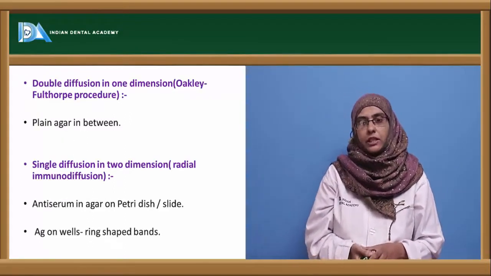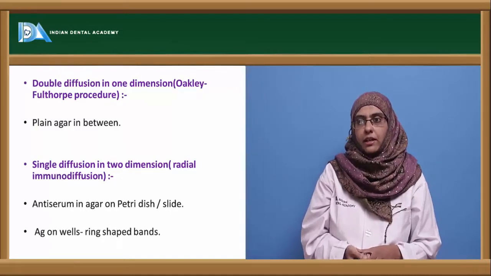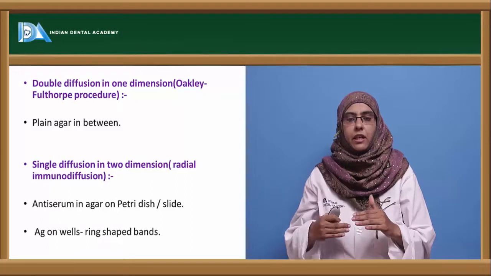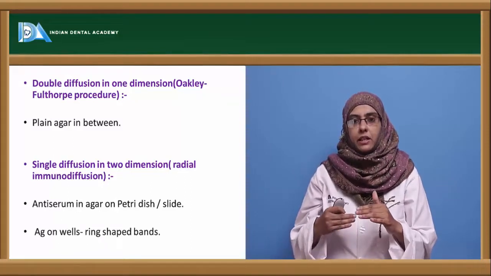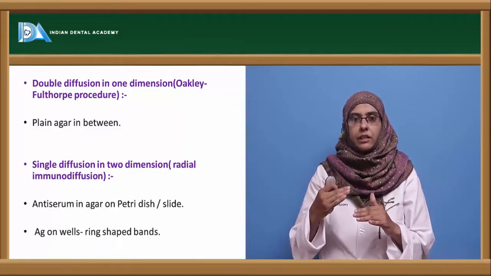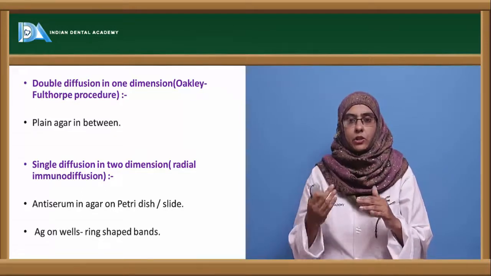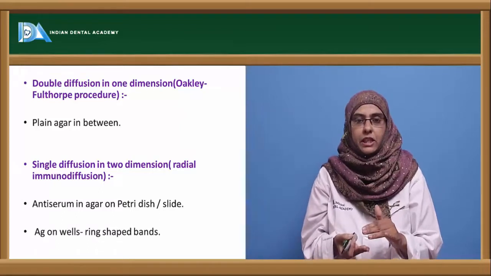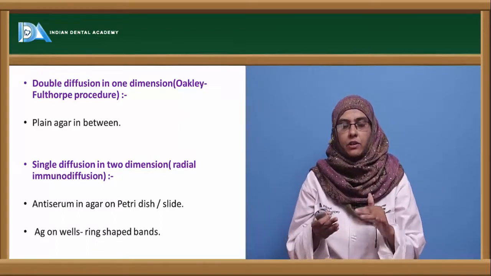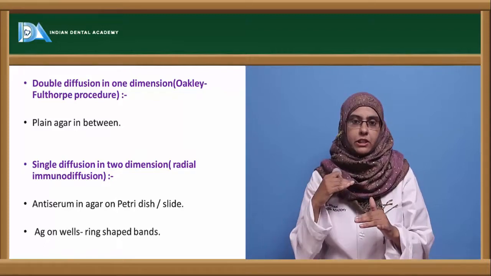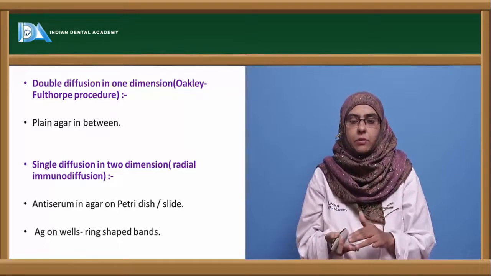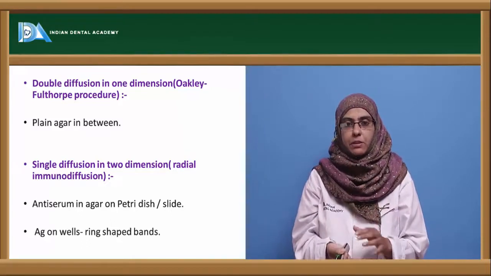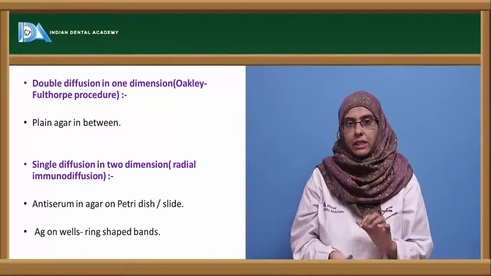Next is double diffusion in one dimension, also called the Oakley-Fulthorpe procedure, and here there is a plain agar between the agar that has been included with the antibody and the agar having the antigen. So both the antigen and antibody, if they are specific towards each other, move towards each other and form a line of precipitate in the plain agar which is present in between. They diffuse opposite to each other, move towards each other, and form a precipitation band at the plain agar in between.